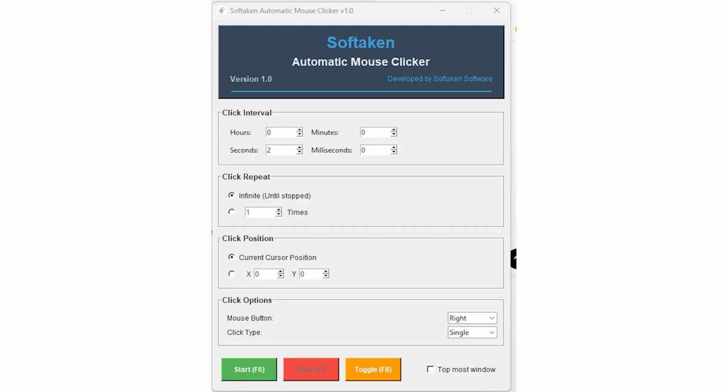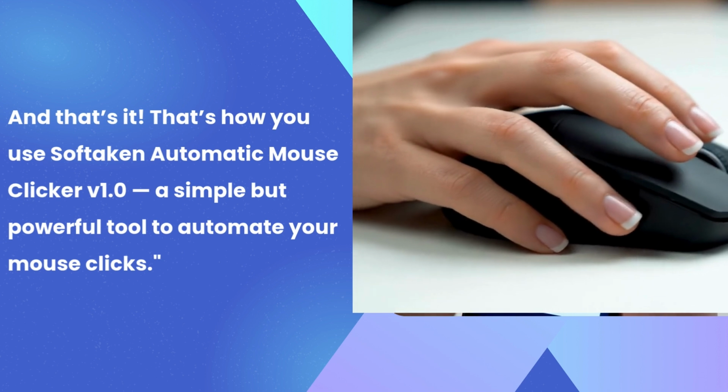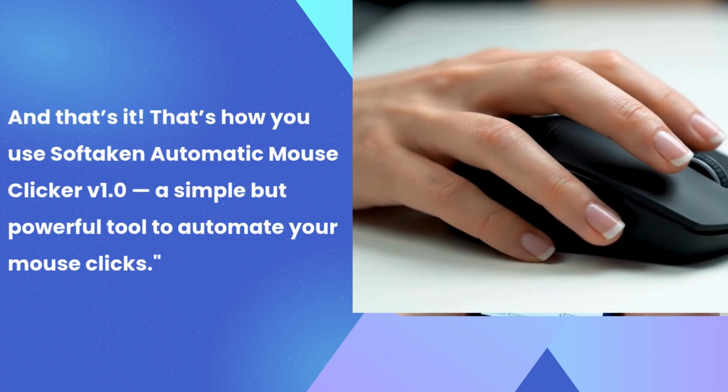Step 9. Advanced option, topmost window. Enable the topmost window option if you want this tool to stay above all other windows. And that's it. That's how you use Softaken Automatic Mouse Clicker version 1.0, a simple but powerful tool to automate your mouse clicks.